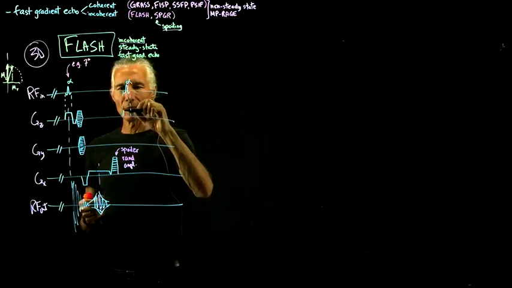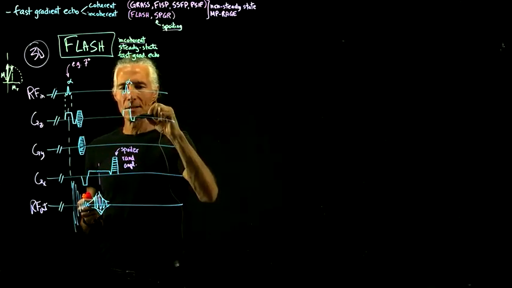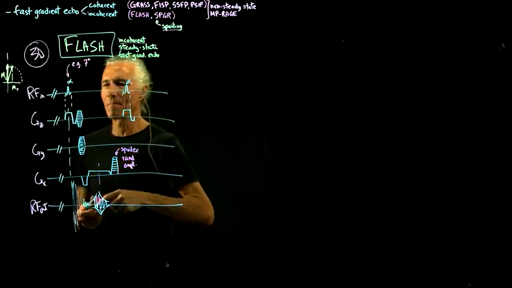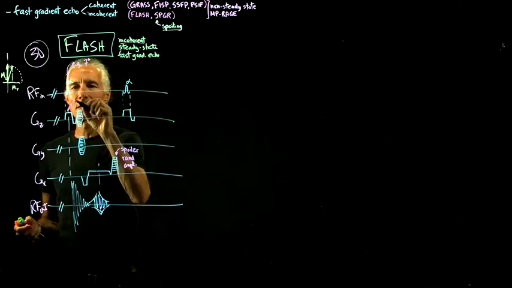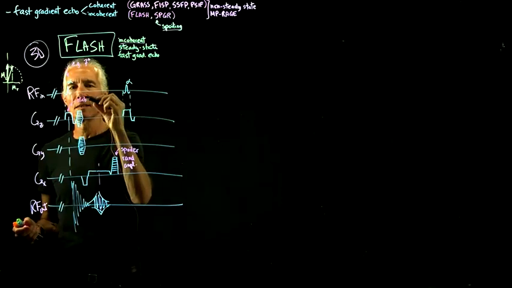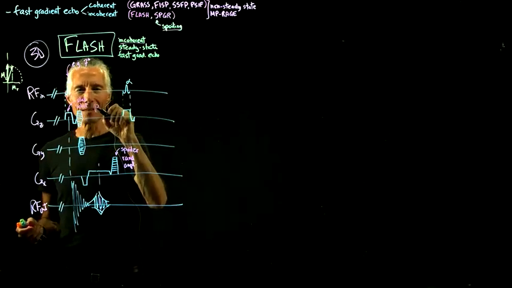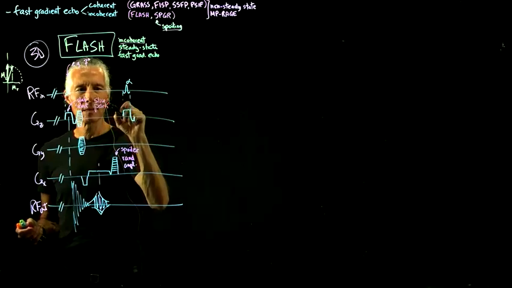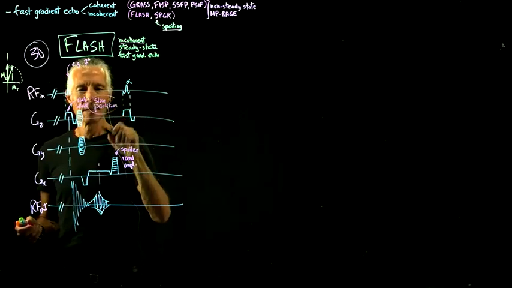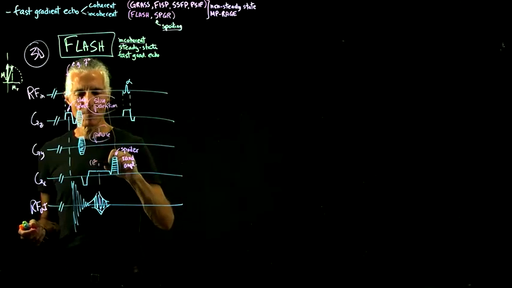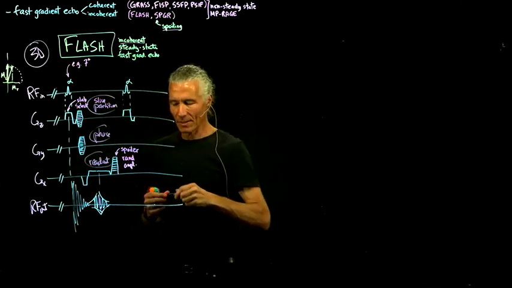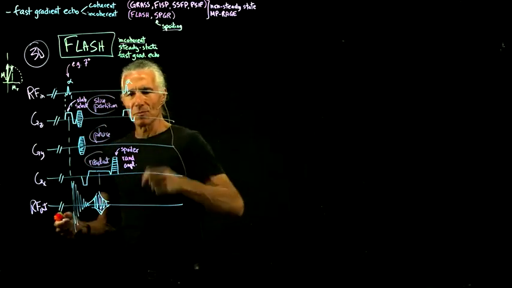And so then we would do another slab select. So this guy would be slab select. So this is the partition direction, or the slice direction. And this is phase. And this is readout. Okay, so now we're ready to just repeat everything.